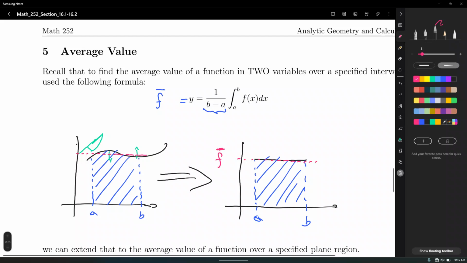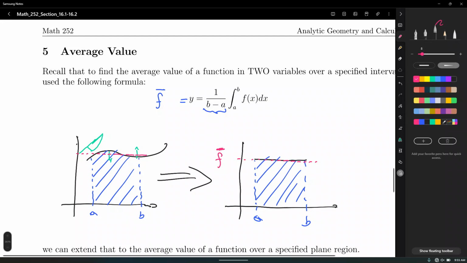So what does the average value mean? Well, that means this result f bar is the height. I need to set a horizontal line so that the area under the curve is equal to the area of the rectangle. All right? So that's the idea behind the average value from a geometric point of view, if you will.